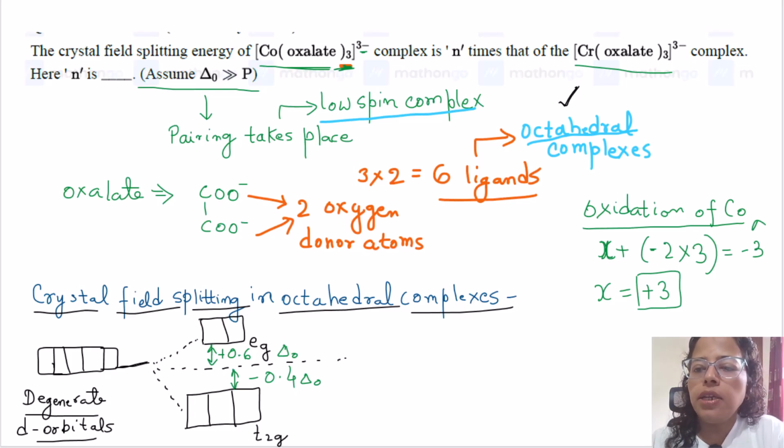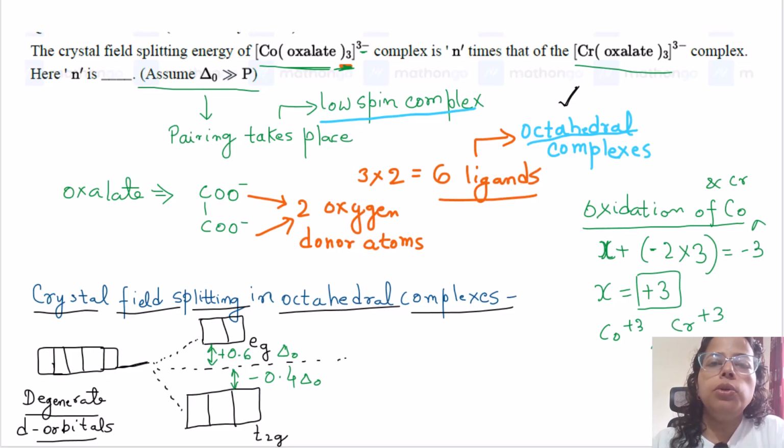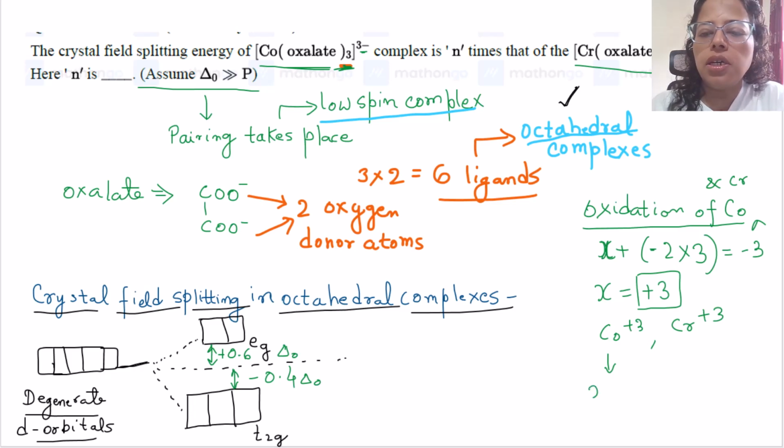So cobalt and chromium both have a plus 3 oxidation state. Now you know the electronic configuration of cobalt. The ground state electronic configuration is 3d7 4s2. Now what will happen in the plus 3 oxidation state? In the plus 3 oxidation state, cobalt will be 3d6 4s0.